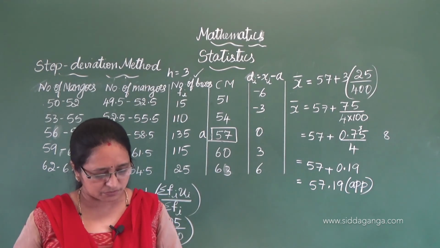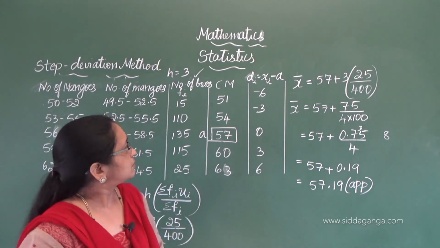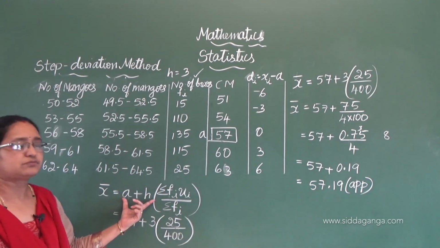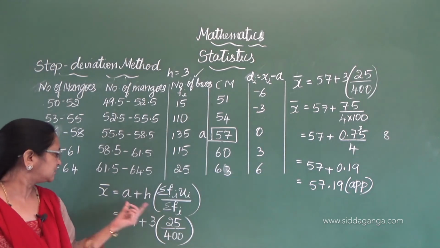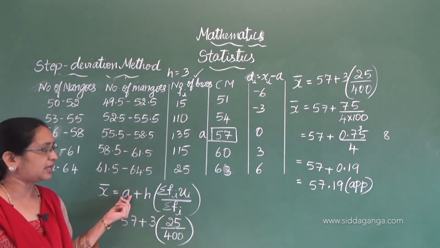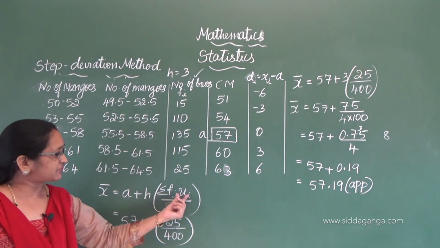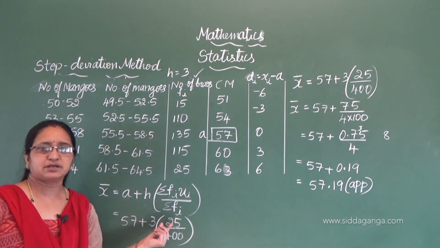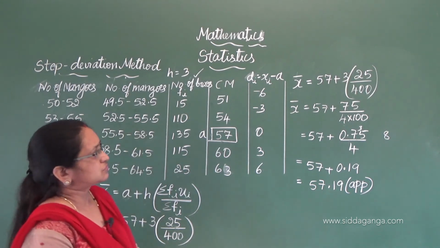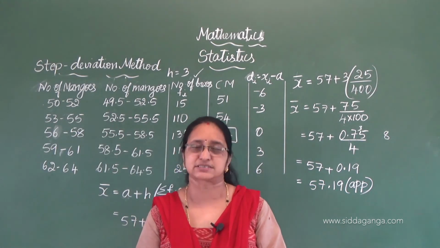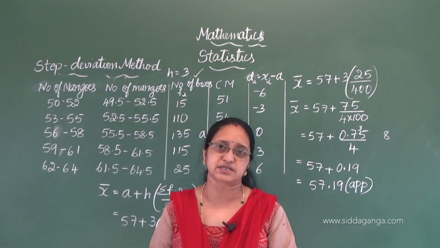So this is how we have to use this method. I hope you have noted down this formula: X bar is equal to A, the assumed mean, plus H into sigma Fi ui divided by sigma Fi. I am going to do one more problem with this method in the next class. So we shall continue in the next class. Thank you.